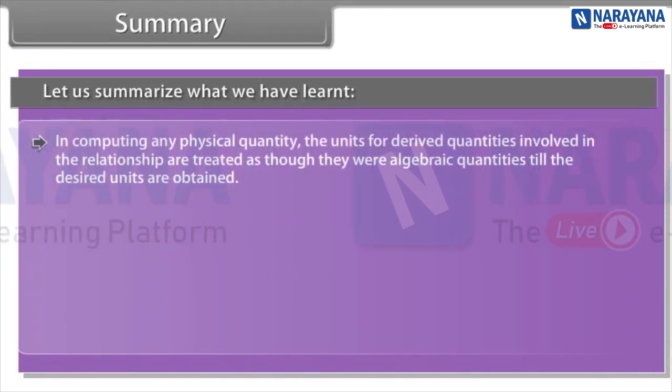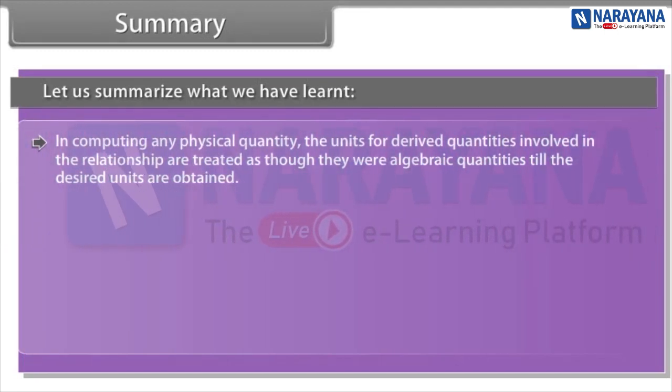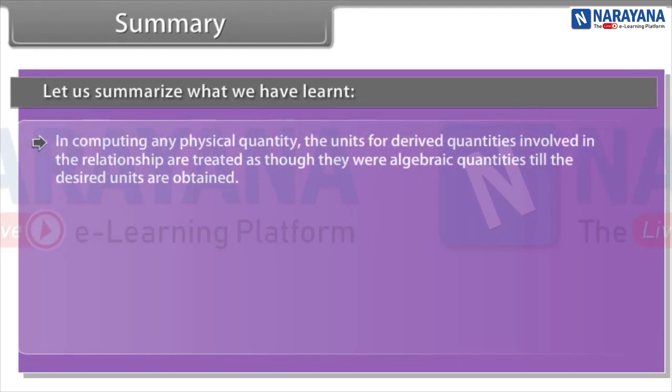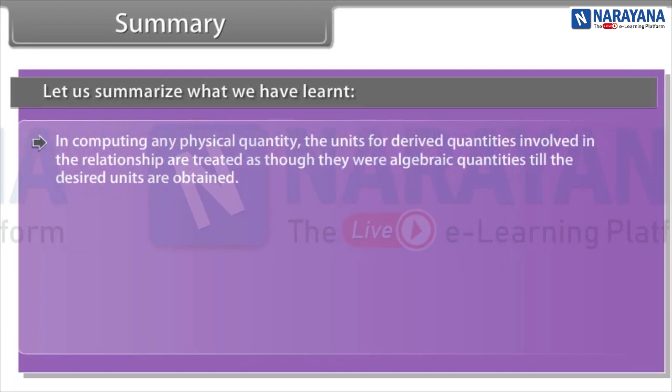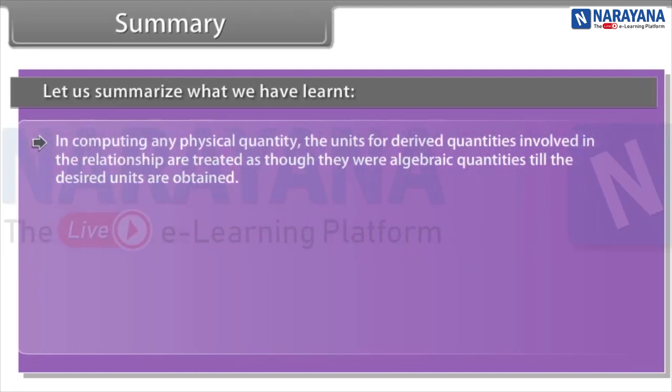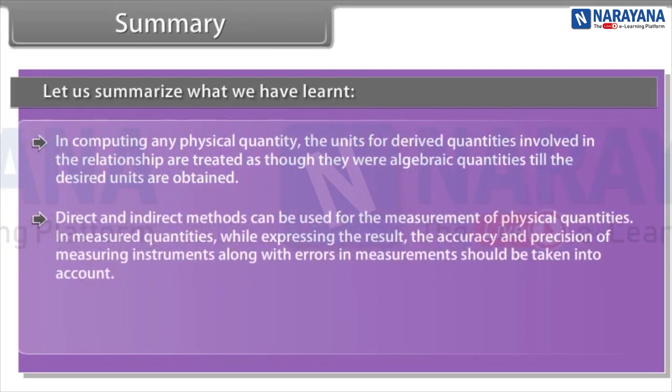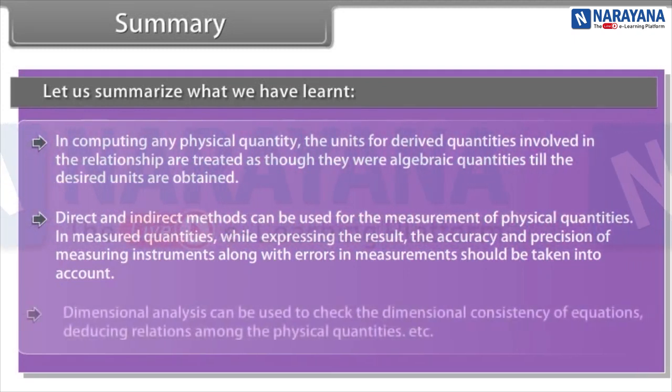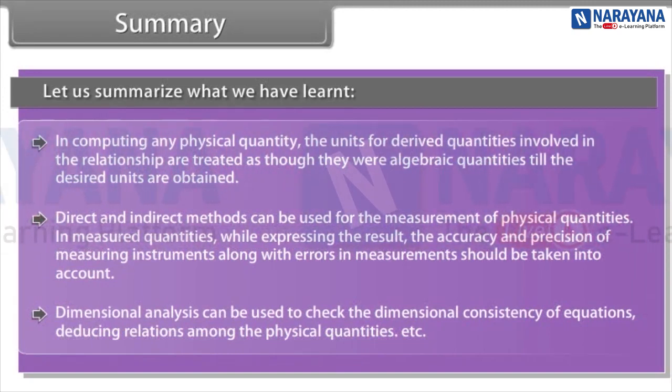In computing any physical quantity, the units for derived quantities involved in the relationship are treated as though they were algebraic quantities till the desired units are obtained. Direct and indirect methods can be used for the measurement of physical quantities. While expressing the result, the accuracy and precision of measuring instruments along with errors in measurement should be taken into account. Dimensional analysis can be used to check the dimensional consistency of equations, deducing relations among the physical quantities, etc.